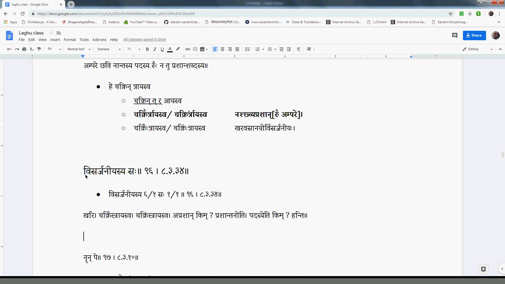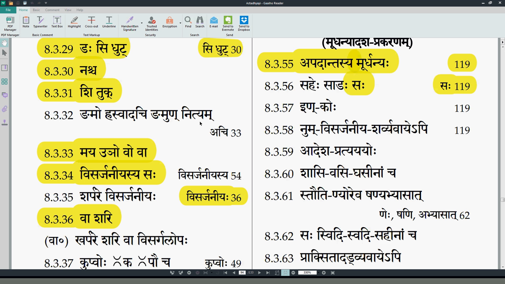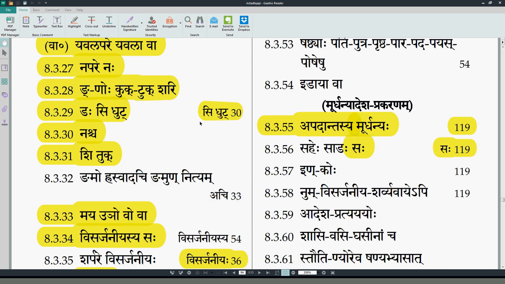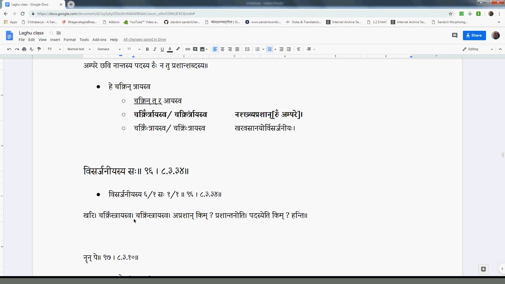Vashari was going to make this visarjaniya sa a vibhasha, by va, when a shar letter follows. Now what is being dealt with is this sutra visarjaniyasya saha, which we already applied in earlier sutras. Visarjaniyasya, this visarga which is there, now what happens? Kharavasanayo visarjaniya. So here, khari chakrin trayasva. Khari means khar pare. Visarjaniyasya saha, when does it happen? He says, when khari, so here this khari has come from earlier.